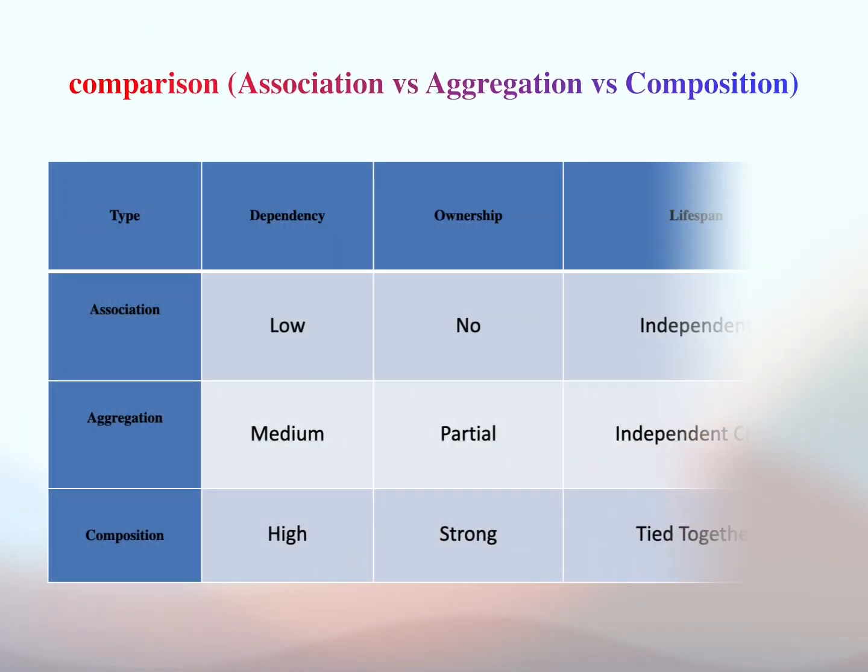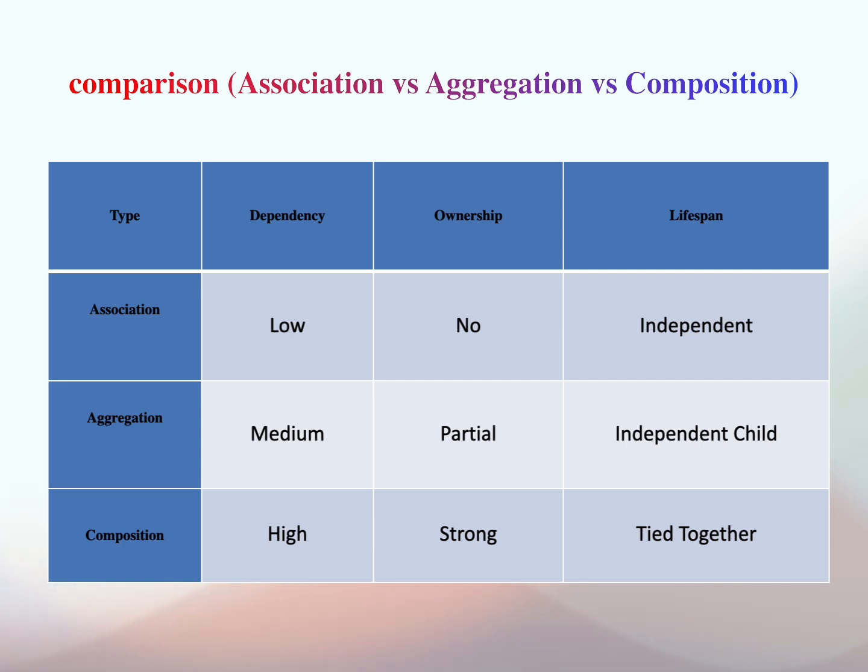Alright, students, time to compare our relationship trio. Think of them like types of friendships. Association, just buddies. Hang out but live separately. Aggregation, roommates. Live together but can move out. Composition, conjoined twins, inseparable till the end. Here's your table. Use this as your cheat sheet in interviews, exams, and when designing killer systems.